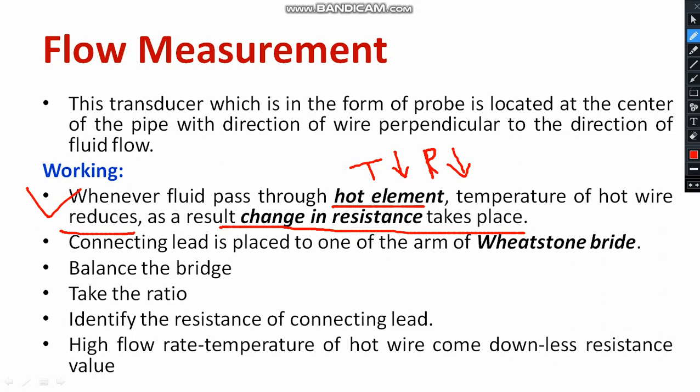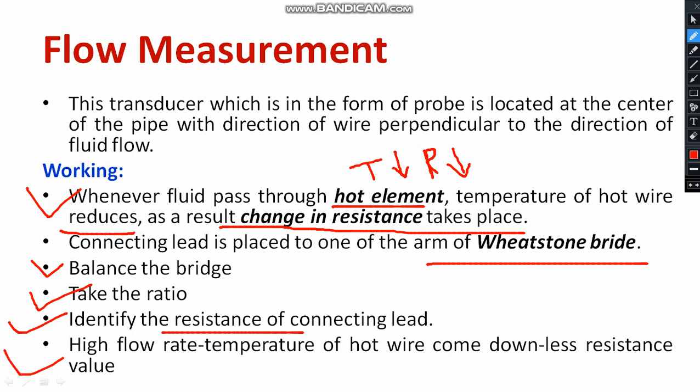The connecting lead is placed in one arm of the Wheatstone bridge. You know the working principle of the Wheatstone bridge. The platinum wire is kept in one arm of the bridge. Then balance the bridge so that the galvanometer shows zero deflection. You have to take the ratio, R1 by R2 is equal to R3 by R4. Likewise, identify and calculate the unknown resistance of the platinum wire.